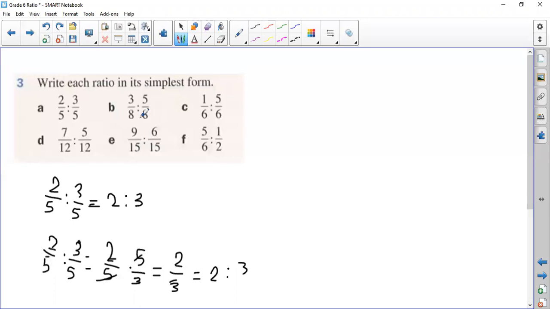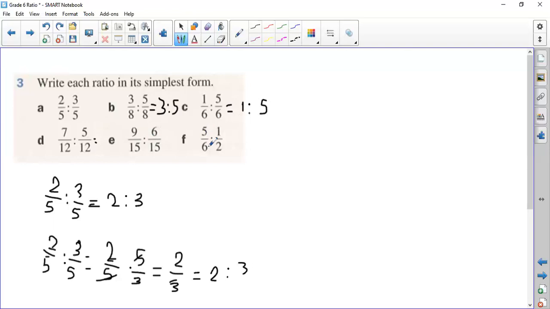In the same way, we can say for the second one, 3/8 to 5/8 will be what? 3 to 5. Okay, 3 to 5. Same thing, 1/6 to 5/6 will be the same as 1 to 5. Same thing, 7/12 to 5/12, it will be 7 to 5. 9/15 to 6/15, it is 9 to 6.